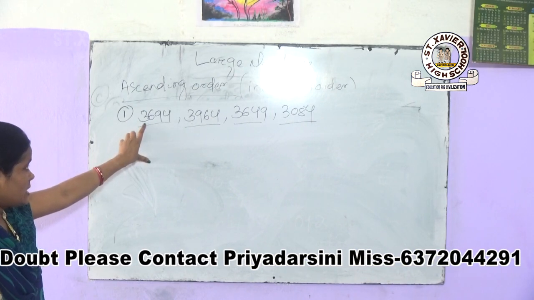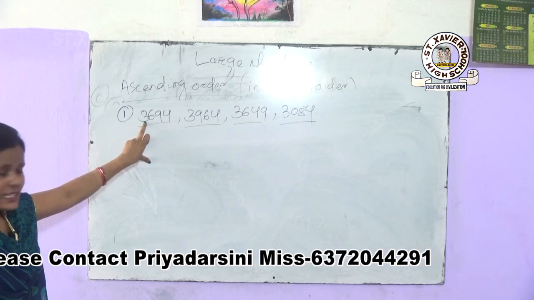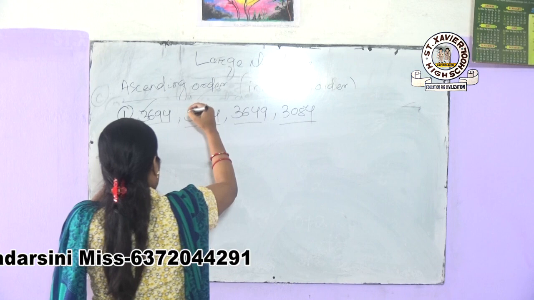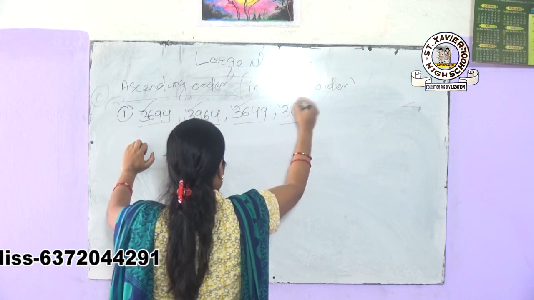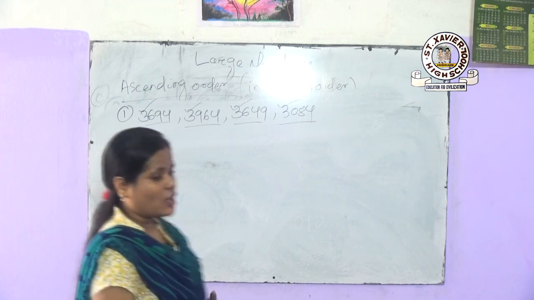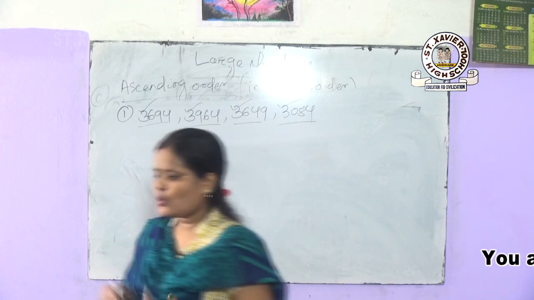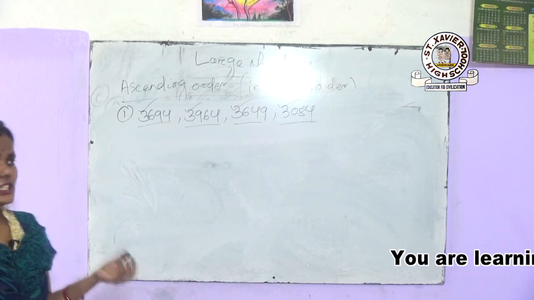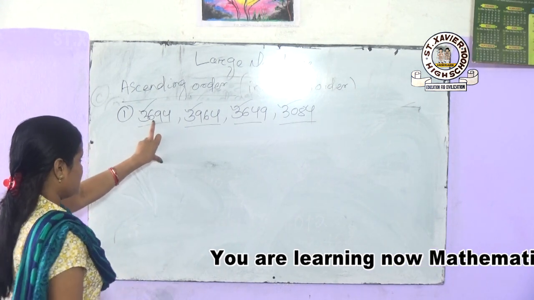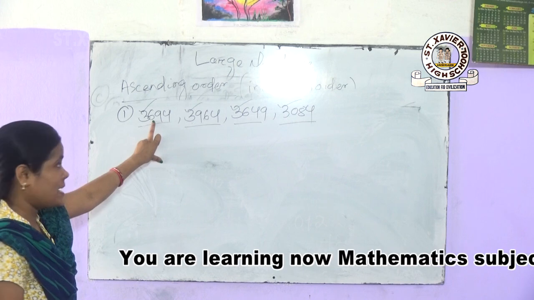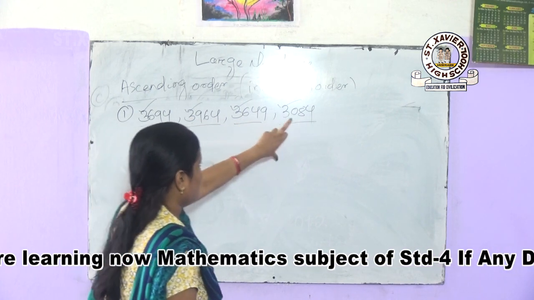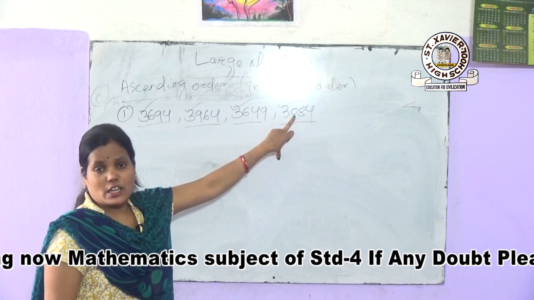So at the thousands place, here 3, here also 3, here also 3, and here also 3. All the digits are the same in all the numbers. So how can we identify which is the smallest and which is the largest? Then come to the next digit. Just compare the next digit: 6, here 9, here 6, here 0. So 0 is the smallest.